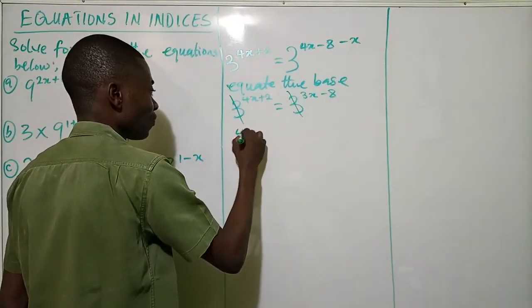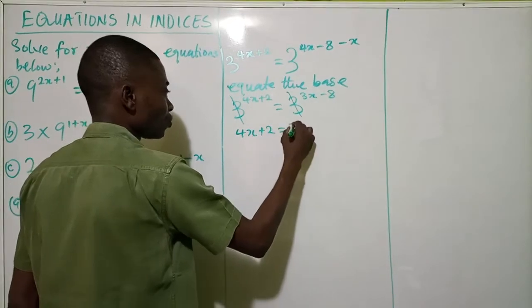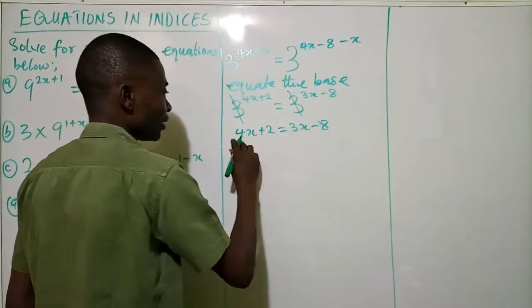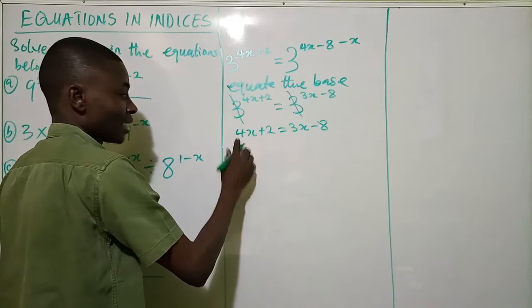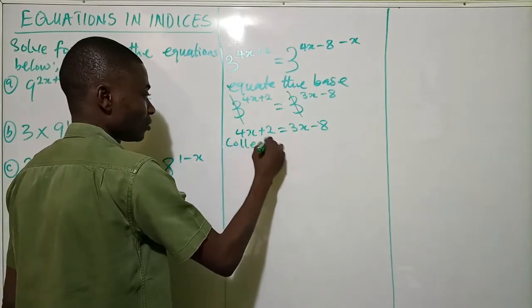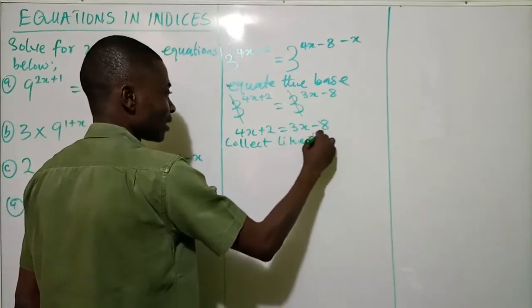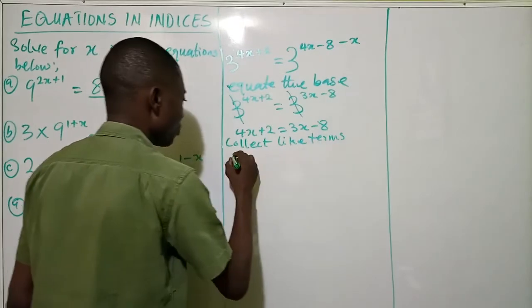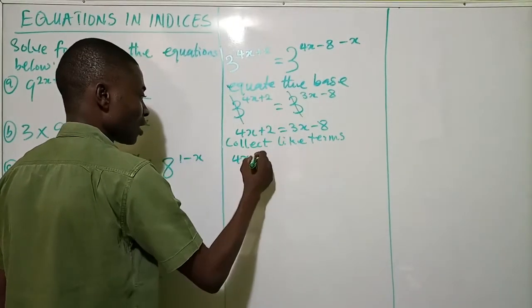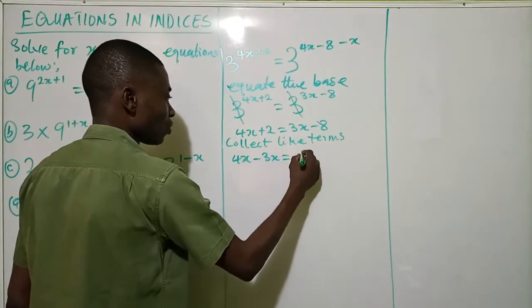So I'm left with what? 4x plus 2 equals to what? 3x minus 8. So what do you do? You collect like terms. So when you collect, I'm collecting what? Like terms now. That would be what? 4x. This one comes to minus 3x equals to minus 8.